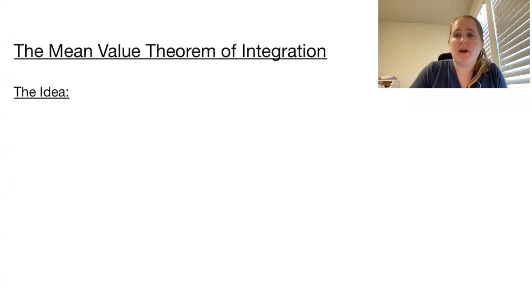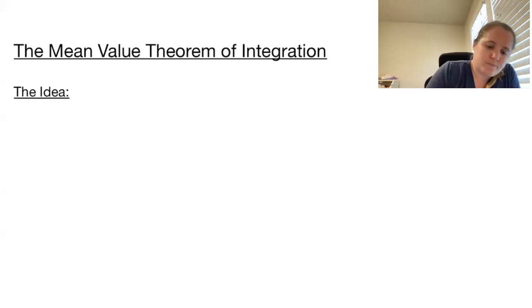Welcome to the mean value theorem of integration. So the idea here is basically that we want to find some value x equals c whose function value is the average value. So for differentiation, we found something that was basically the average slope. And here we're looking for the average value.